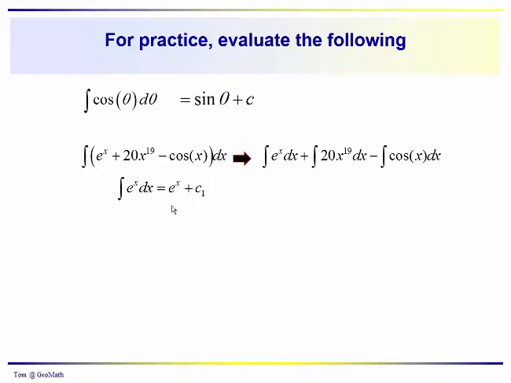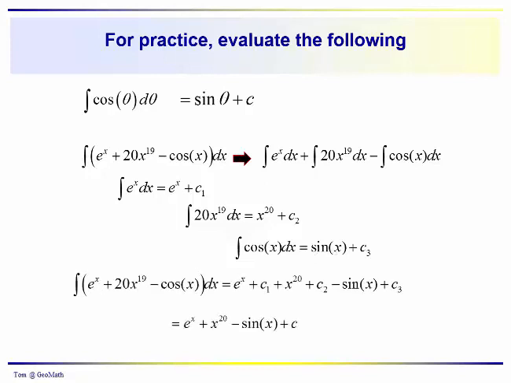And well, if we include the constant in there, things do change. But we get e to the x plus c1. And here we increase the power by 1. We get 20. Divide by 20. That removes the 20, so we get x to the 20 plus our constant. And we have the integral of the cosine again, which we already know is the sine. In this case, we're using x instead of theta.